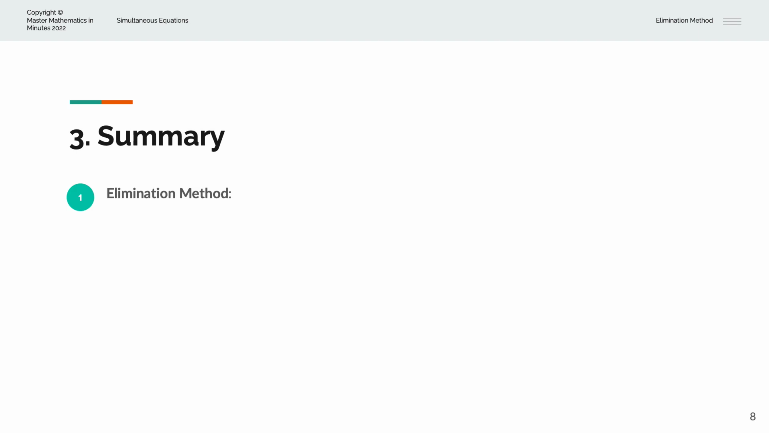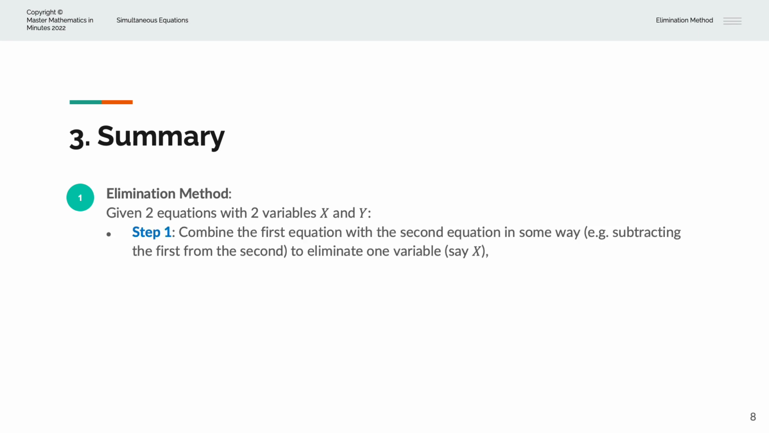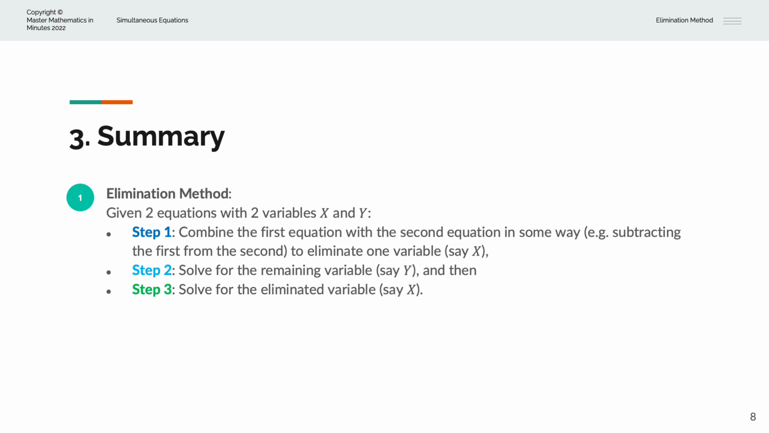To summarize, the elimination method is where we're given two equations with two variables, x and y. And the first step involves combining the first equation with the second equation in some way. For example, we could subtract one equation from the other to eliminate one of the variables, say x. And we'll solve for the remaining variable, say y. And then we'll go back to solve for the eliminated variable, say x.